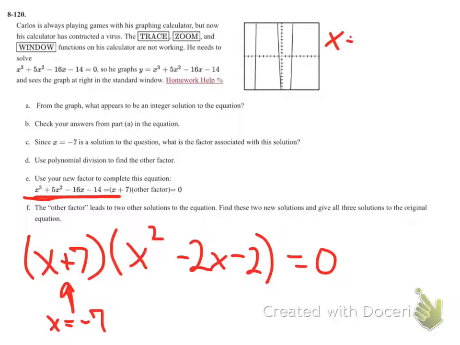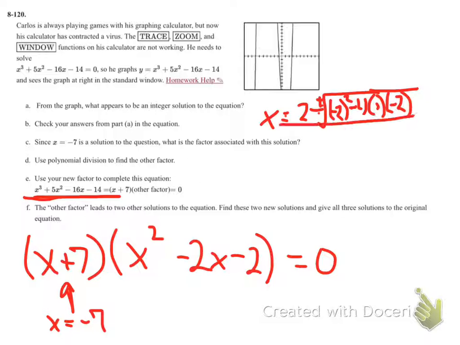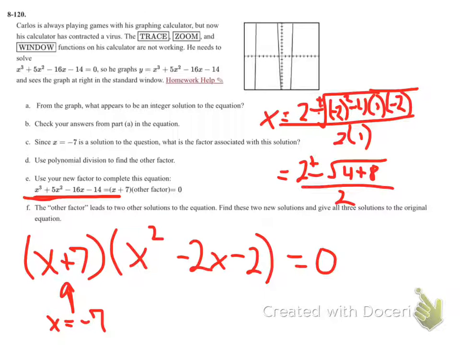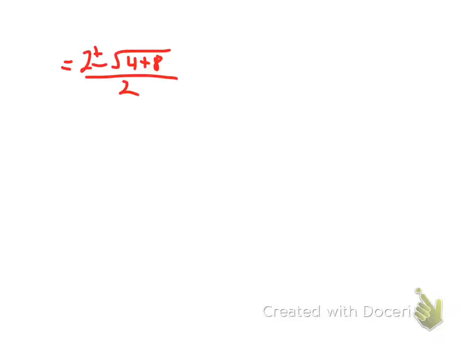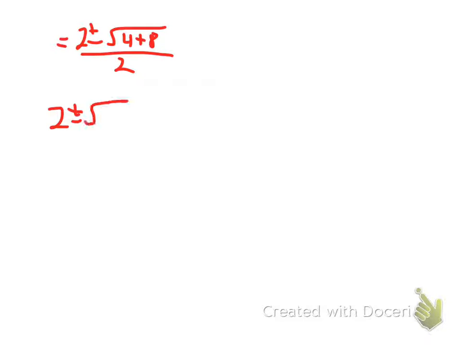So I have x equals 2 plus or minus the square root of negative 2 squared minus 4 times 1 times negative 2, all over 2 times 1. So that gives me 2 plus or minus the square root of 4 plus 8 over 2. I'm going to switch to a new screen here to work with that part. So now I have 2 plus or minus the square root of 12 over 2.